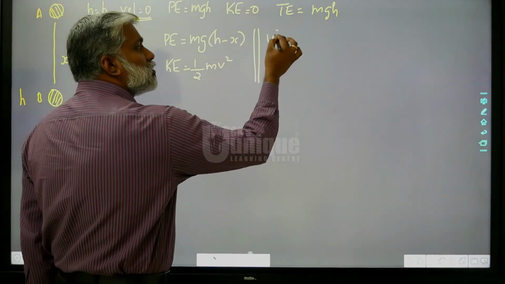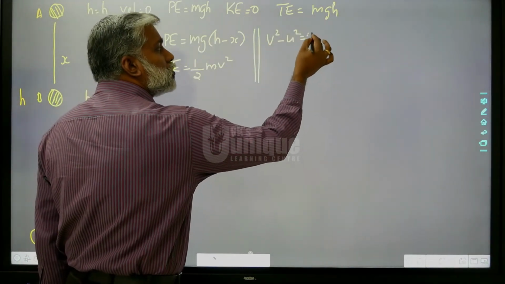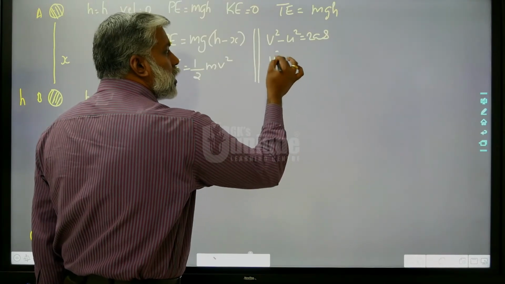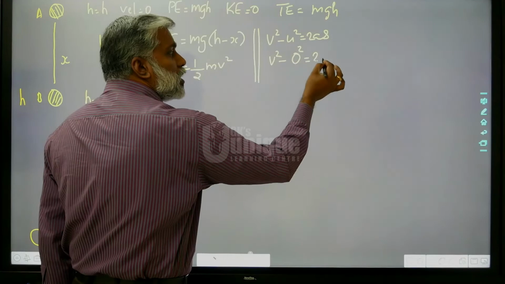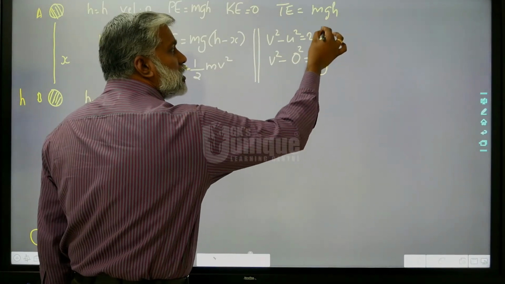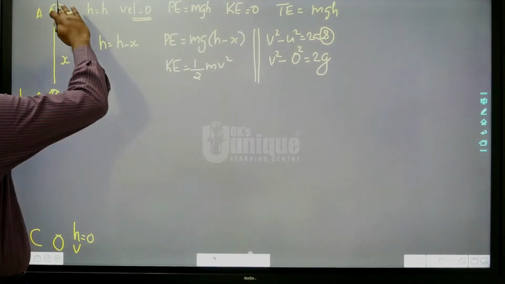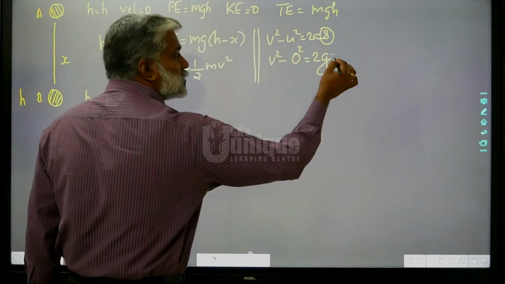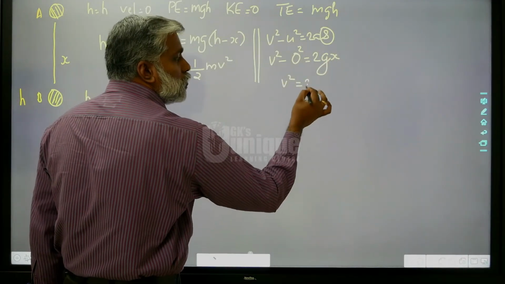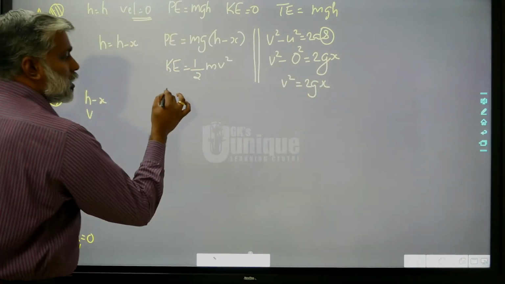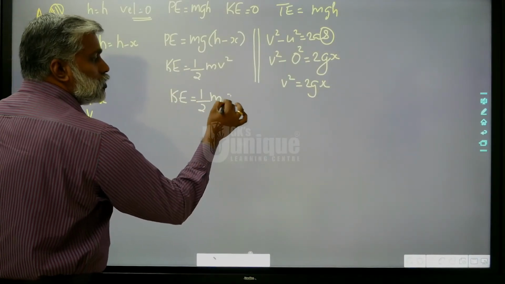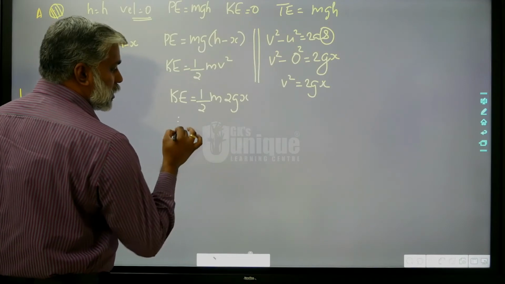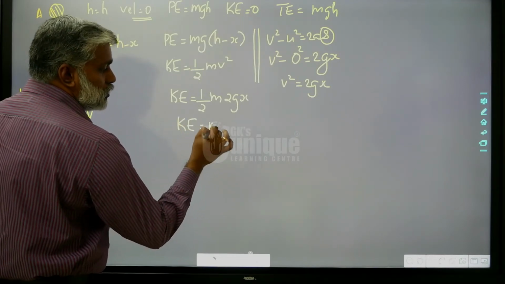So you know the equation, v square minus u square equal to 2as. So v square minus, what is the initial velocity? 0 square. 2, what is a here? g. How much distance it has covered? It has covered a distance x. So v square equal to 2gx. Put it here. Kinetic energy is equal to half m into 2gx. So I am getting the kinetic energy as mgx.